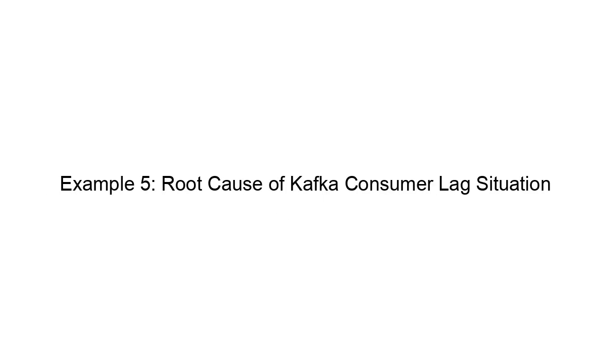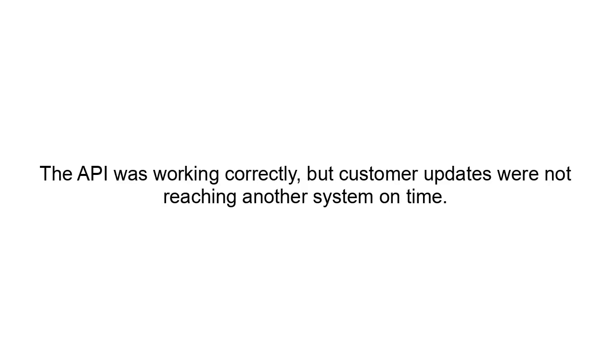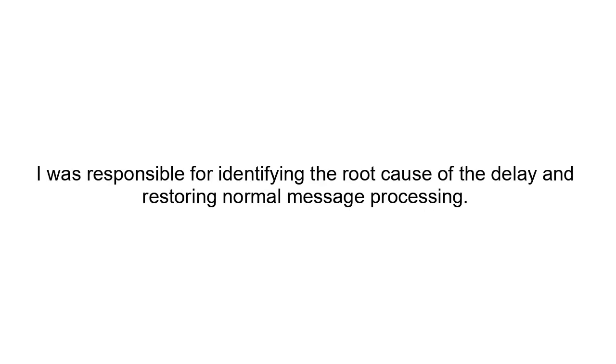Example 5. Root cause of Kafka consumer lag situation. In one event-driven system, downstream updates were delayed. The API was working correctly, but customer updates were not reaching another system on time. I was responsible for identifying the root cause of the delay and restoring normal message processing.